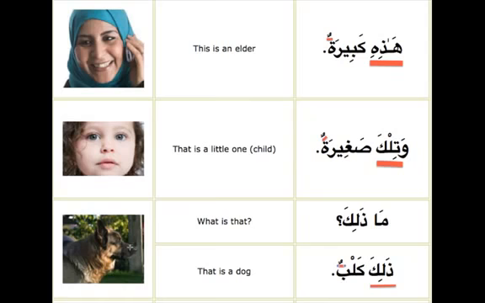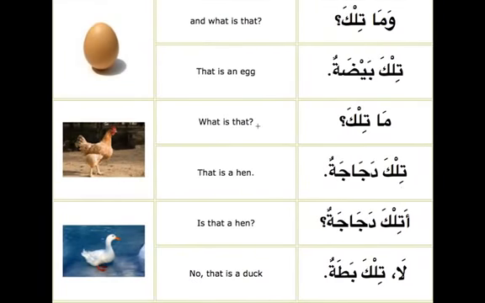Now we have here: ma dhalika? What is that? Dhalika is for masculine. So it's not tilka, it's dhalika. A dog is a male dog we are pointing at, so you say dhalika kalbun. Let's say wama tilka. Ma means what. Just to remind you that ma is used for objects and man is used for human beings. So we used man, and now we're using ma. We ask ma tilka, what is that? And they say tilka baydatun, that is an egg. Baydatun is an indefinite noun. I want you to note that the combination is always a demonstrative pronoun and an indefinite noun ending with two tanween, in all the sentences we're doing so far. So ma tilka, and what is that? Say that is a hen: tilka dajajatun. Dajajatun is a hen.